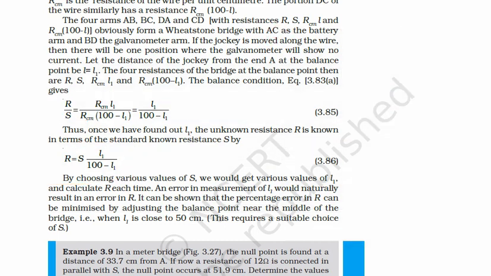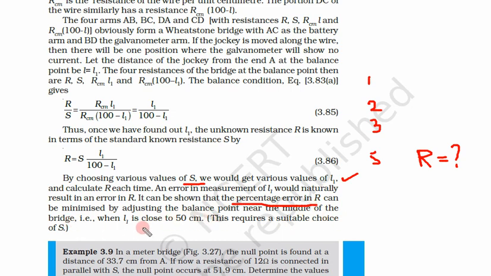Now let us read some comments. By choosing various values of S, because we don't have to choose only one value, we have to choose 2 ohm, 3 ohm, 1 ohm, 5 ohm and so on, many other values, we would have various values of L1. So L1, L2, L3, that's all. So calculate R for each of them. Then we calculate the average value of R and then calculate the percent error in R.